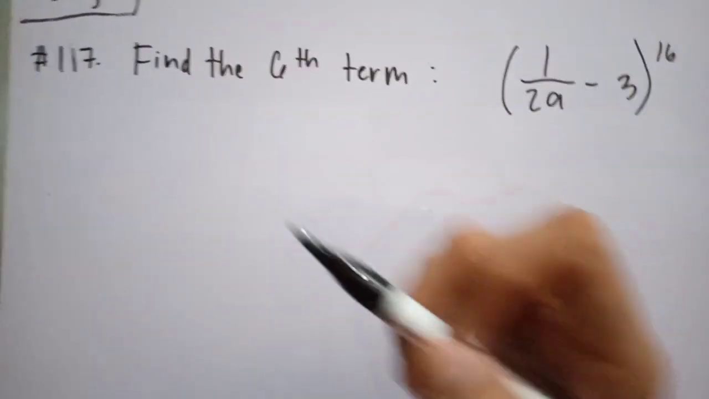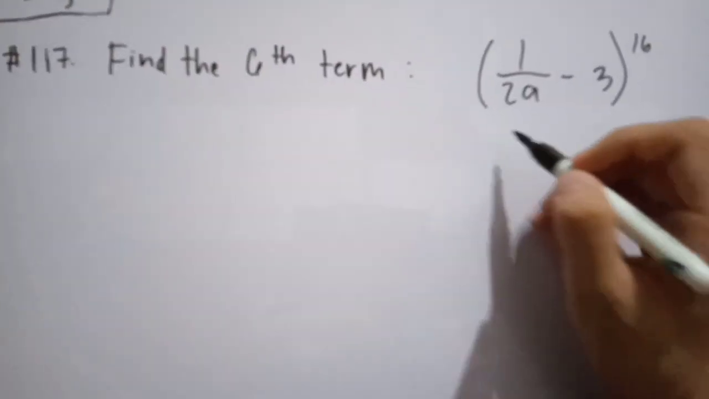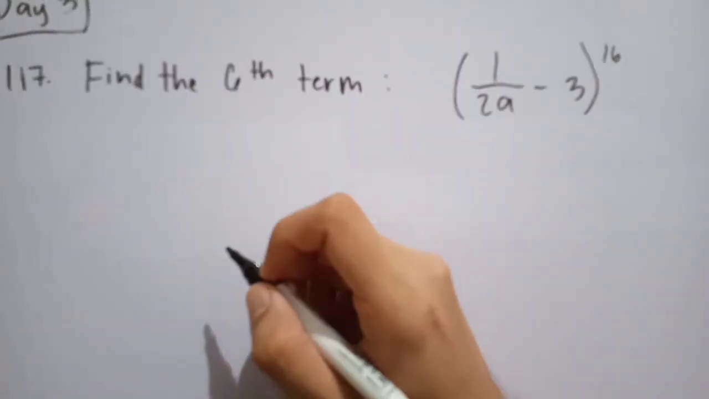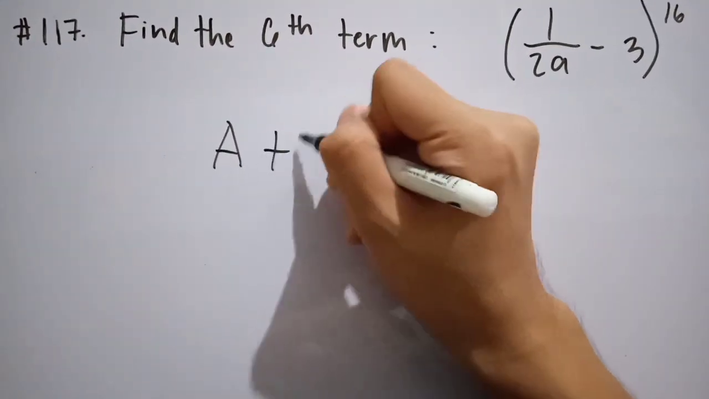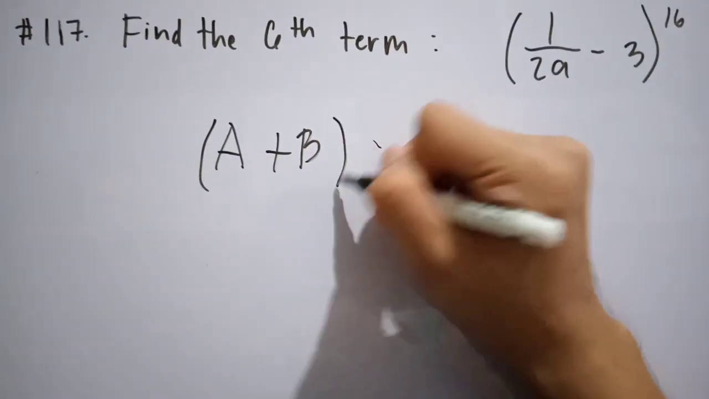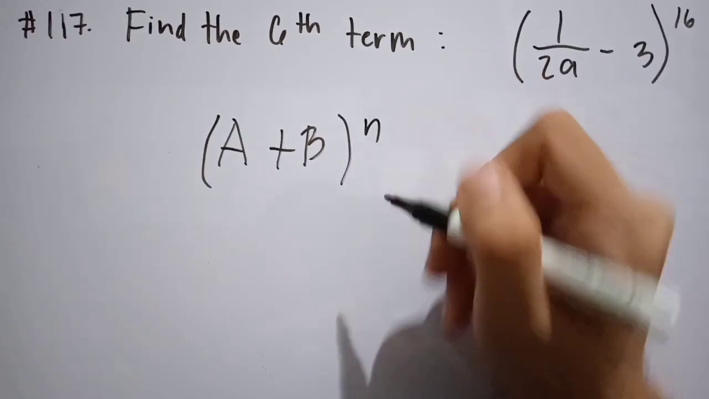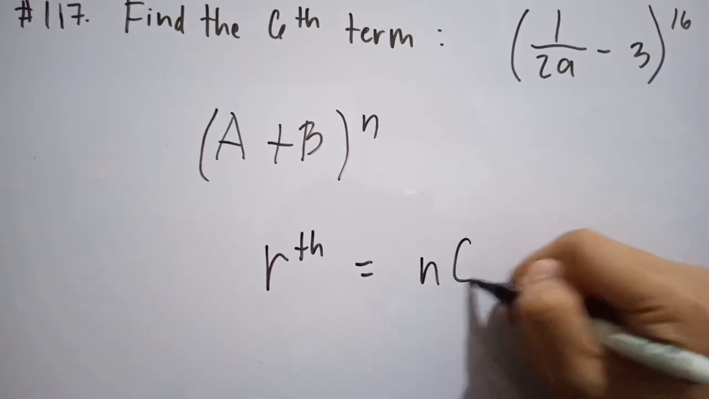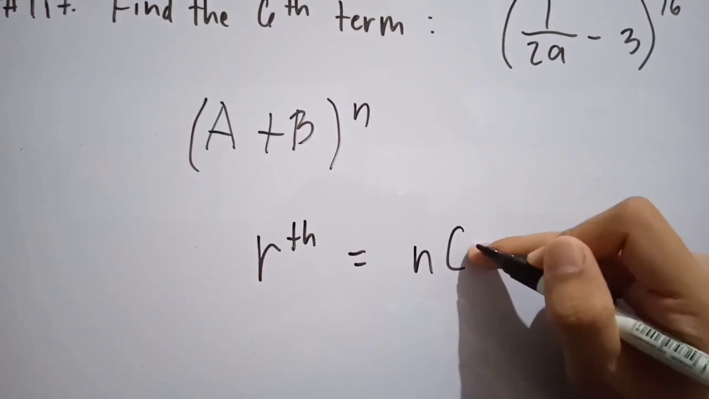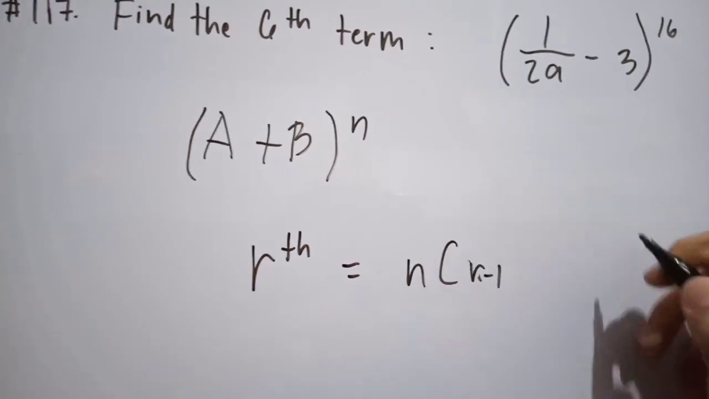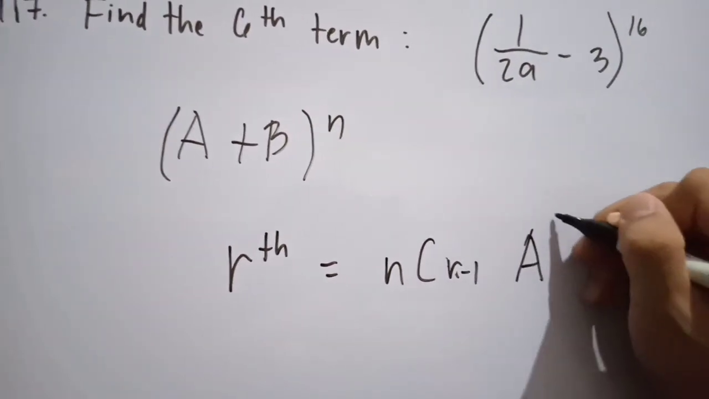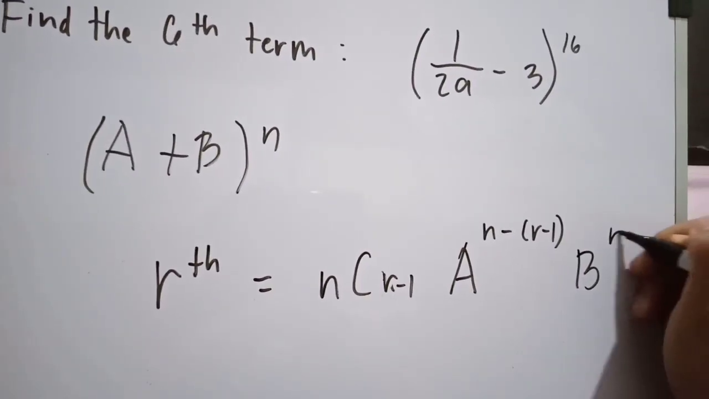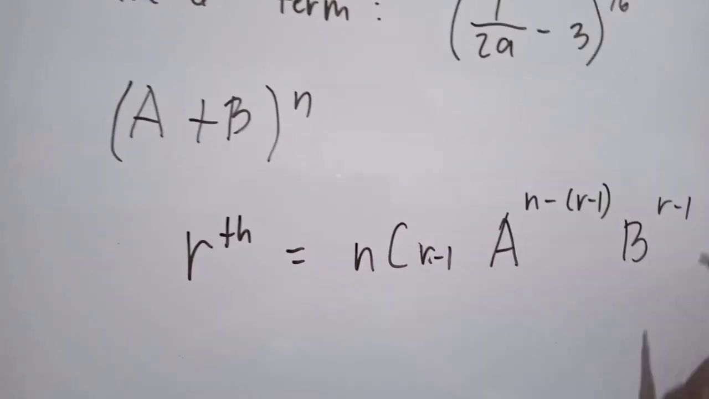This is problem number 117. So, sabi niya, find the sixth term of this expression or expansion. So, rth term ulit ang gagamitin nating formula dito. So, for example, ito yung binomial expansion natin, raised to n. Yung rth term natin ay equal to n combination of n minus r, or r minus 1 pa na to, r minus 1, tapos yung first term raised to n minus r minus 1, b raised to r minus 1. So, gamitin natin to dito.